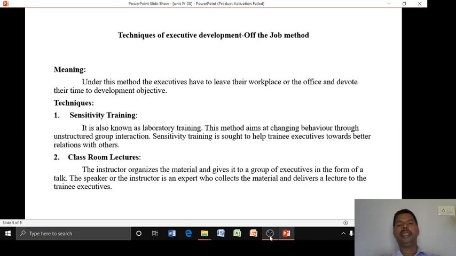Next, another technique of executive development, that is the off-the-job method. Under this method, executives have to leave their workplace. Off the job means they are not supposed to be in their working office, and they devote their time to development objectives.